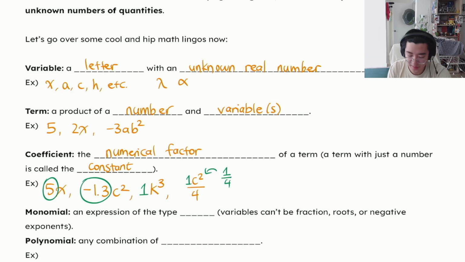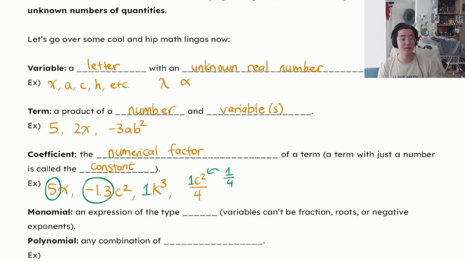So those are some of the main terms here. A variable, that's the letter. The coefficient, that's the number in front of the letter. And the coefficient and a variable together, that is a term.